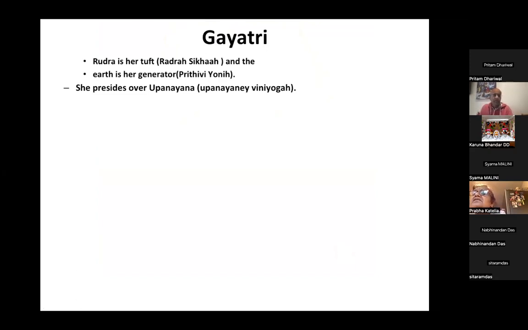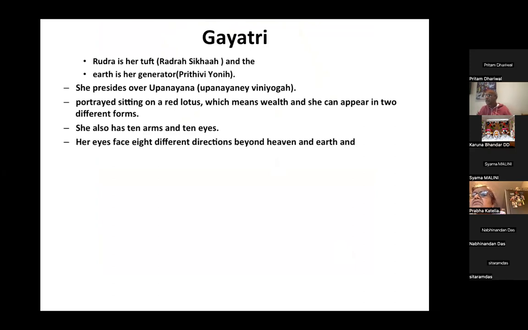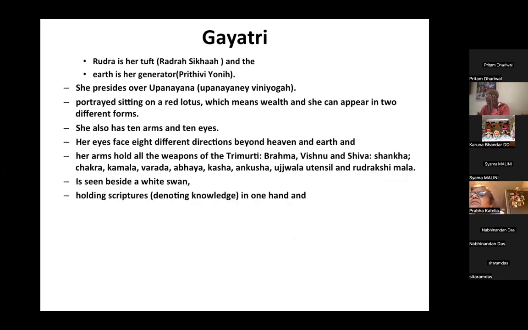Rudra is her tuft, Rudra Sikha, and the earth is her generator, Prithvi Yoni. She presides over Upanayana, Upanayane Viniyoga. She is portrayed sitting on a red lotus, which means wealth, and she can appear in two different forms. She also has 10 arms and 10 eyes. Her eyes face 8 different directions beyond heaven and earth, and her arms hold all the weapons of the Trimurti, Brahma, Vishnu, and Shiva: Shankha, Chakra, Kamala, Varada, Abhaya, Kasha, Ankusha, utensils, Rudraksha mala. She is seen beside a white swan, holding scriptures denoting knowledge in one hand and a vase in another symbolizing healing.